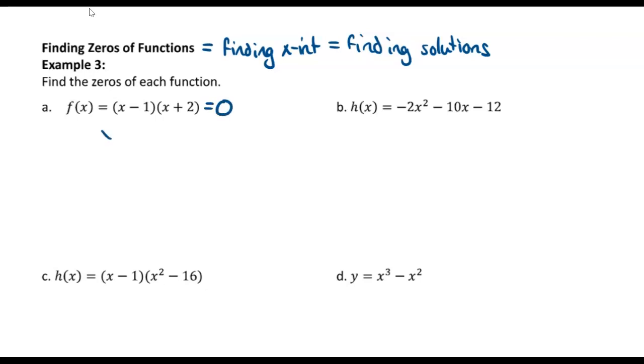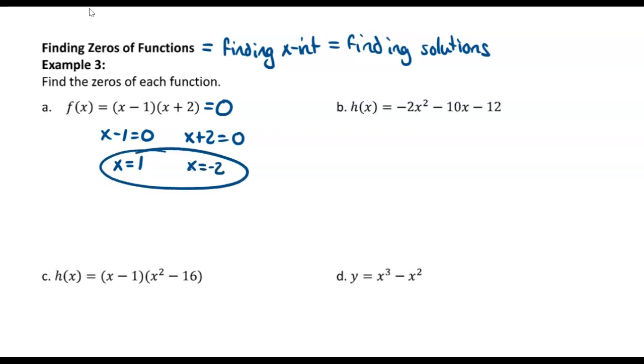So like this one's already factored. So you set x minus 1 equal to 0 and x plus 2 equal to 0. So you add the 1 and you get 1, and you subtract the 2 and you get negative 2. And those are the zeros. Zeros are another name for the x-intercepts.